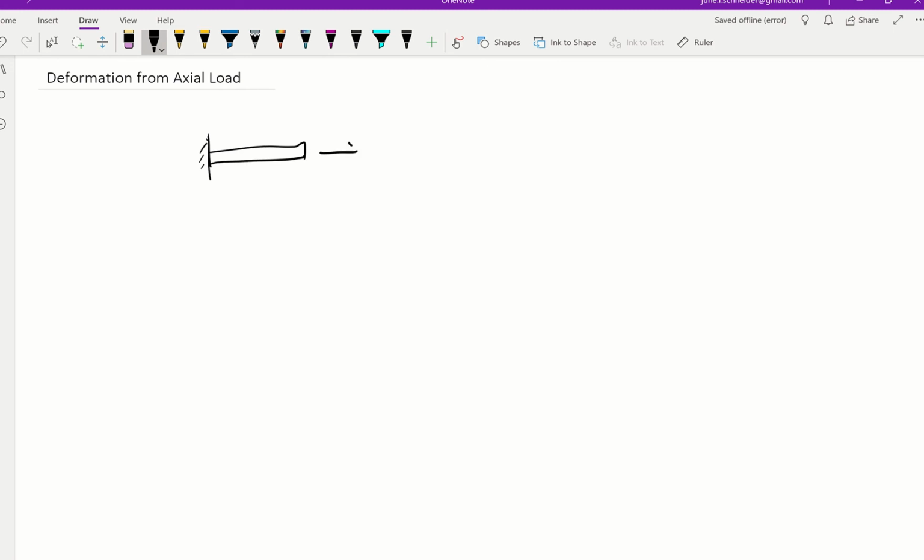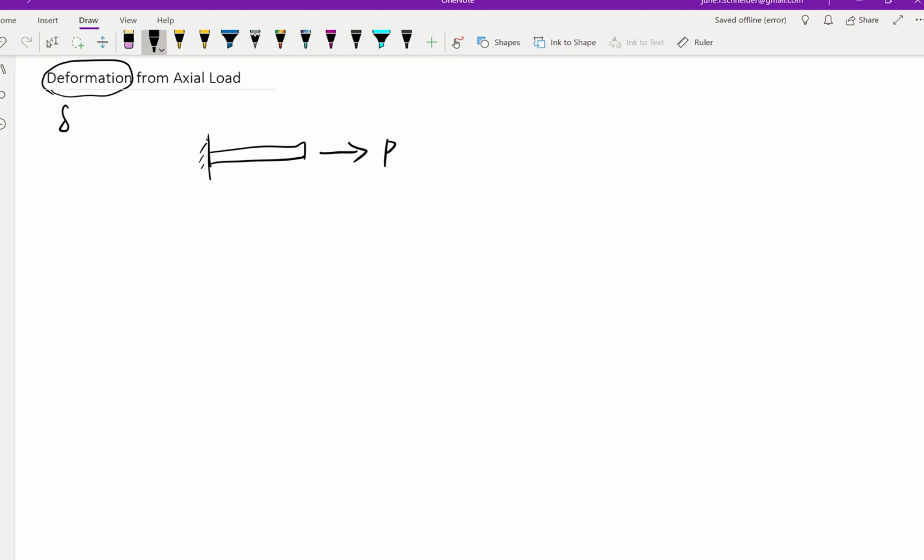And if you have a force P applied at one end, likely this bar will stretch. So we want to know how much has been stretched. So in other words, what's the deformation from axial load? So we want to find this deformation. We call this delta, the change in length, right?